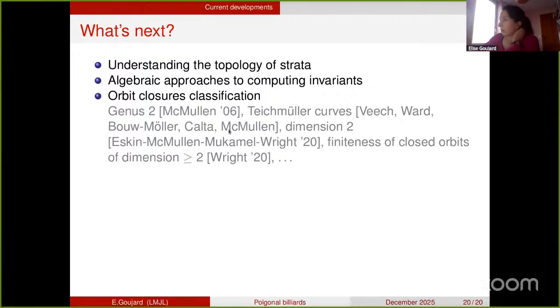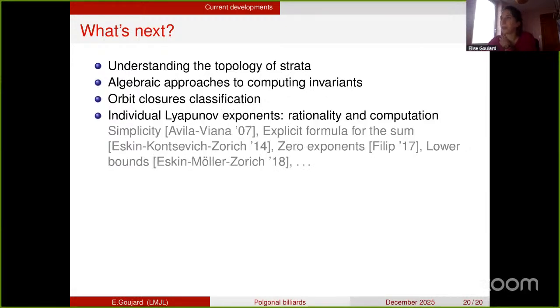And for instance, this example is constructed from unfolding a quadrilateral. So you can also go the other way around. You can use billiards to get some results on moduli spaces. There is also a big question about how to compute individual Lyapunov exponents.